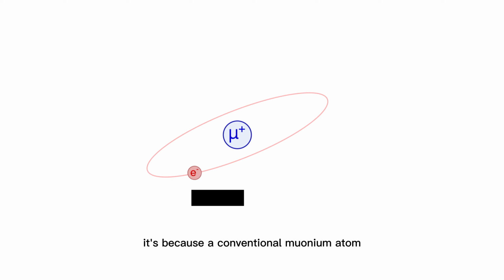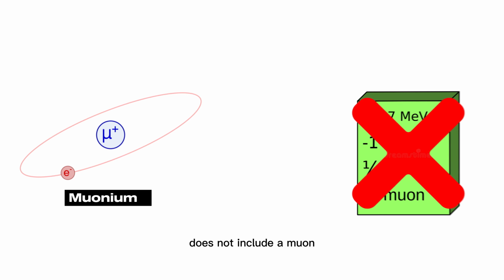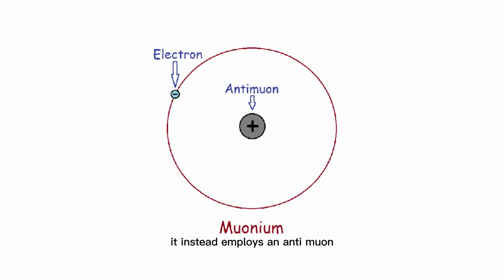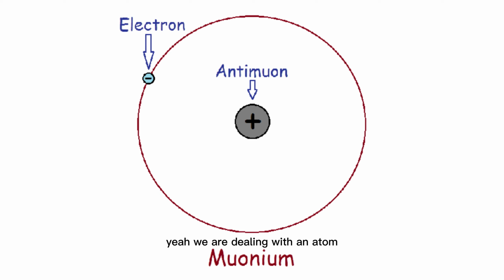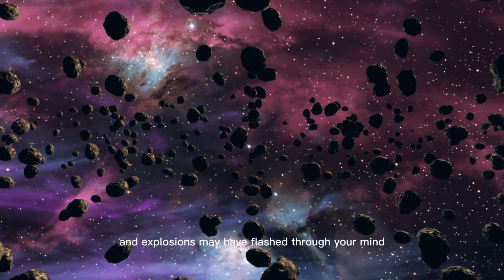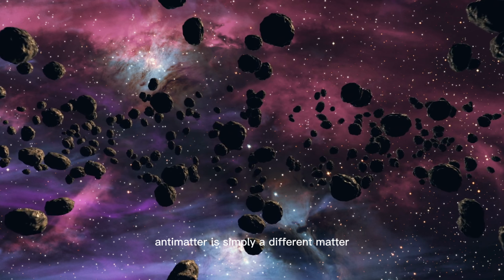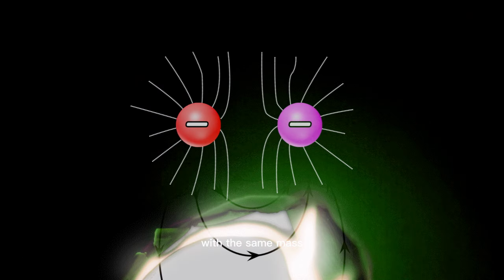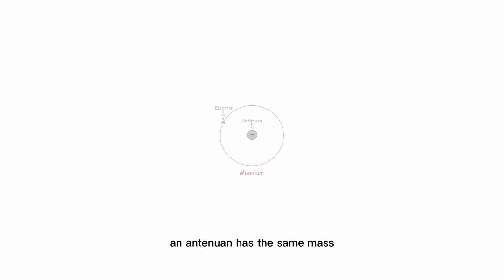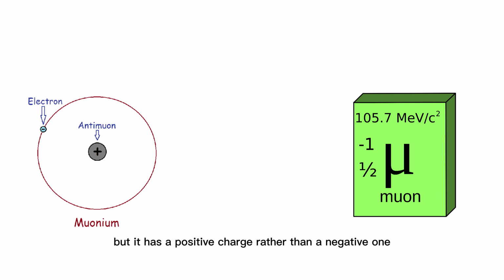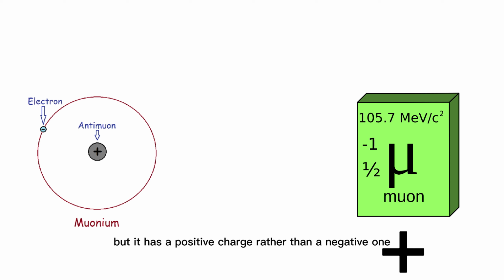It's because a conventional muonium atom does not include a muon. It's crazy, I know. It instead employs an antimuon. Yeah, we are dealing with an atom that contains some antimatter. While images of matter, antimatter, and explosions may have flashed through your mind, antimatter is simply a different matter. Every subatomic particle has an anti-counterpart with the same mass but the opposing electric charge. An antimuon has the same mass and decays in the same length of time as a muon, but it has a positive charge rather than a negative one.